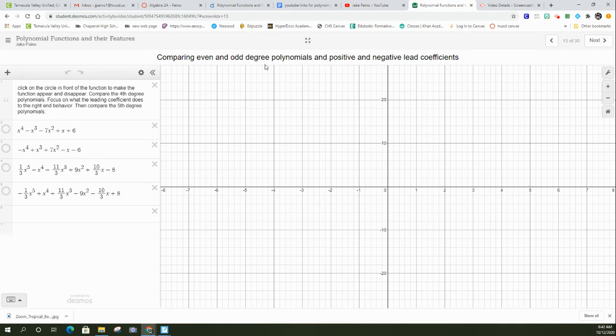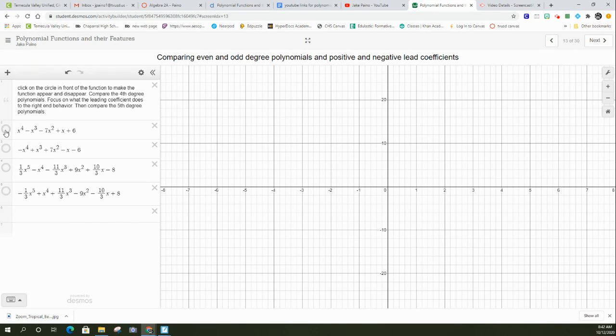All right, comparing even and odd degree polynomials. Okay, so here it says click on the circle in front of the function and make the function appear and disappear. Right, so click on it, goes away. Compare the fourth degree polynomials. Focus on the leading coefficient, on what the leading coefficient does to the right end behavior.